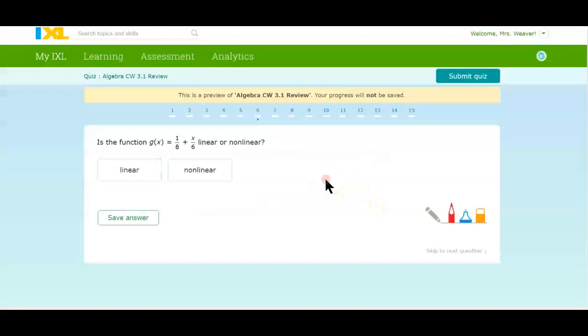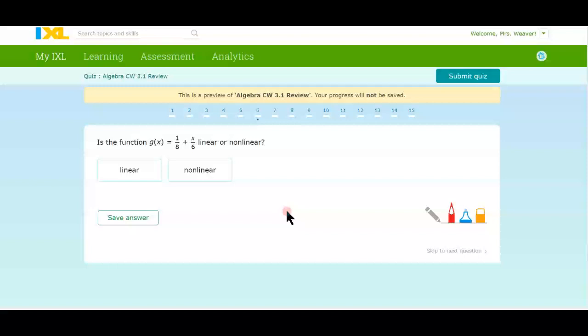Number 6, is this function linear or nonlinear? Well, do we have any of our obviously naughty issues? Do we have a variable in the radical? Do we have a variable in the exponent? Do we have a variable with a negative exponent? Do we have a variable with a fractional exponent? Do we have a variable with a squared or cubed exponent?